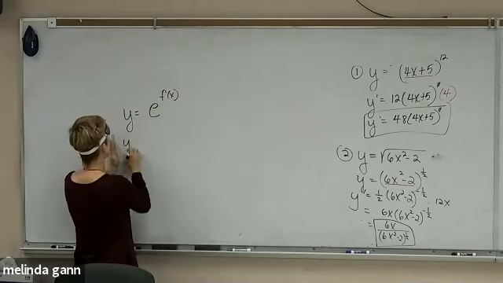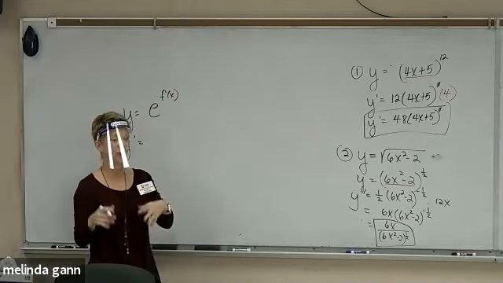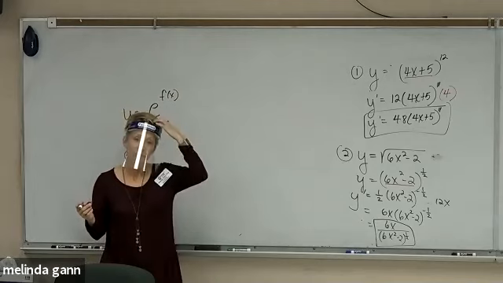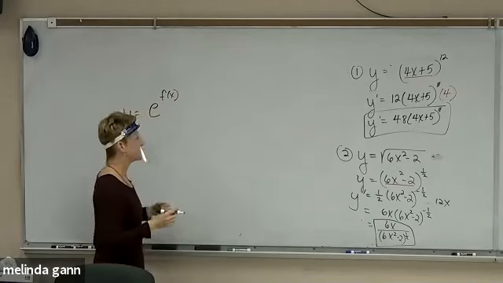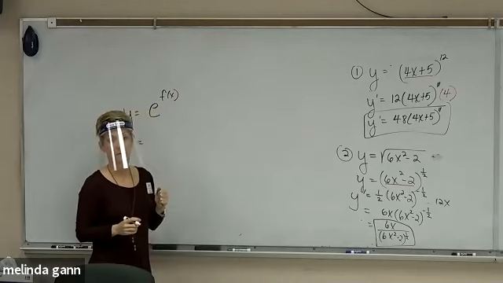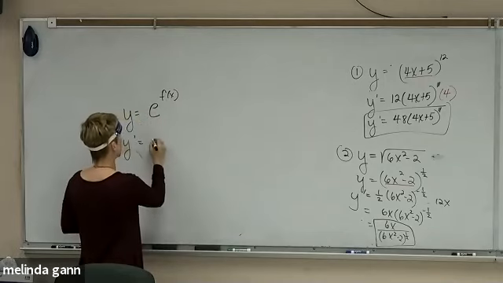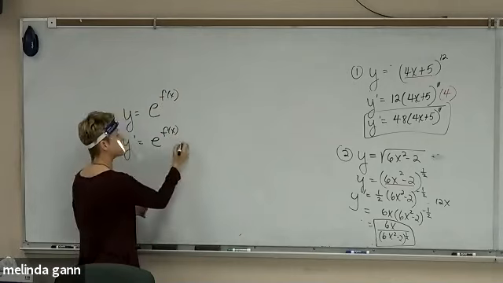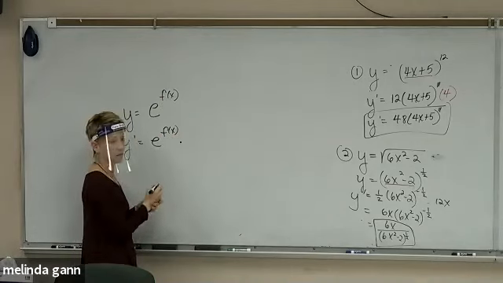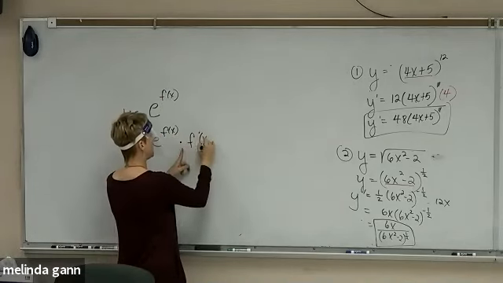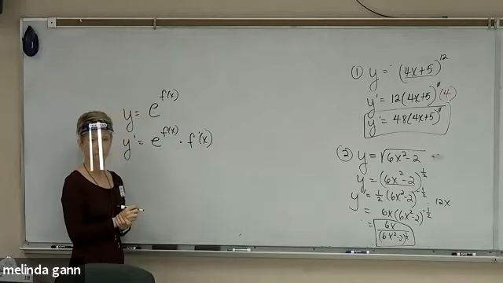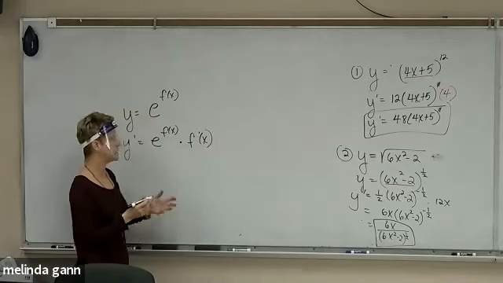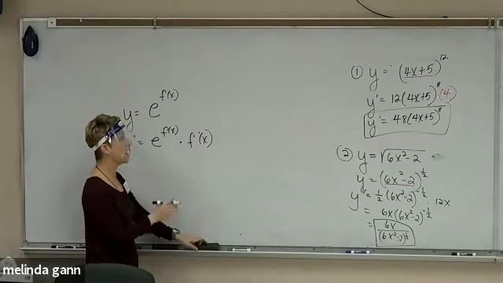Now, here's what you do with your derivative. You've been doing it the whole time. What's the derivative of e to the x? The derivative of e to the f of x is e to the f of x, with one additional little part. You have to have the derivative of the power.